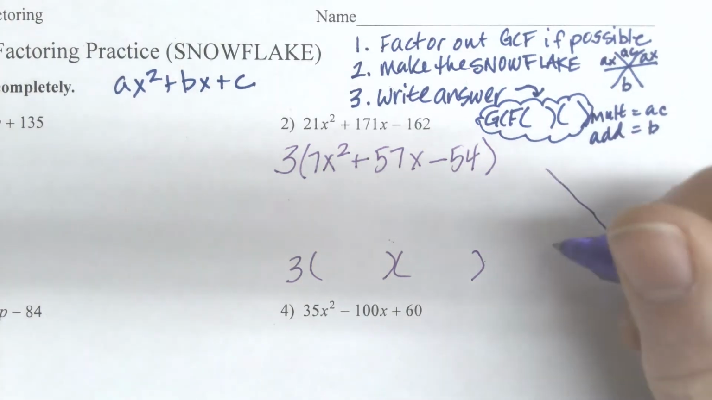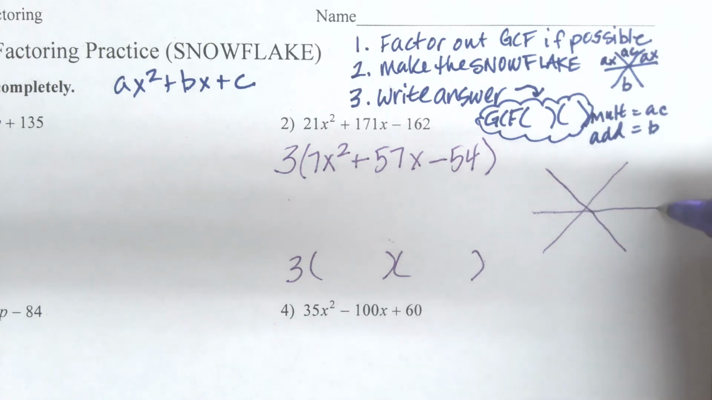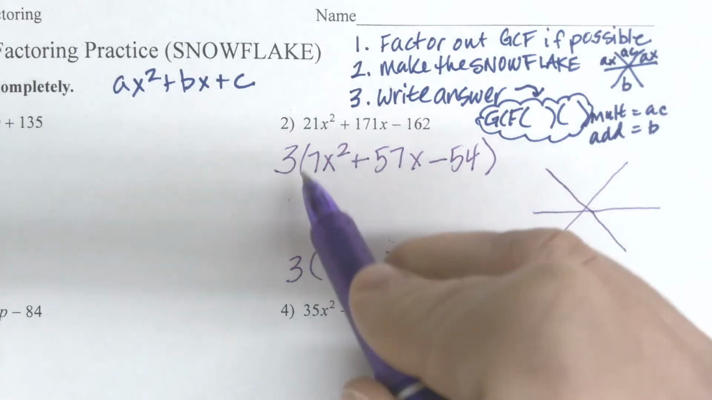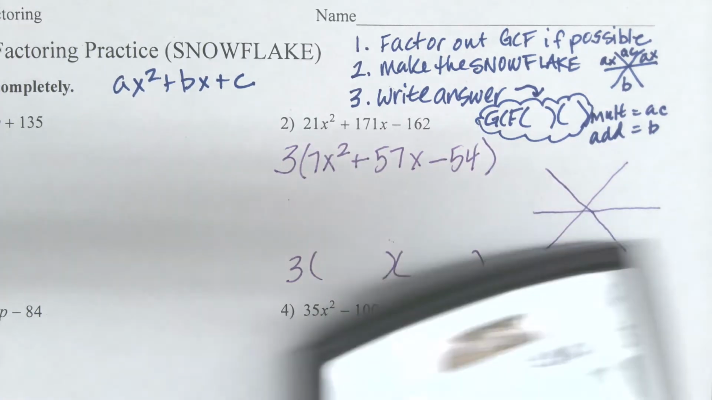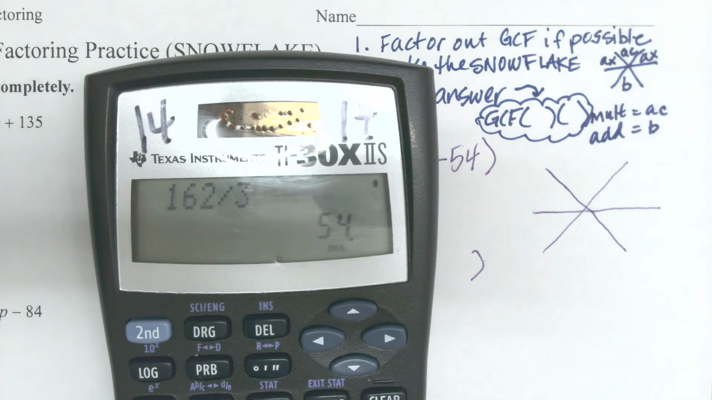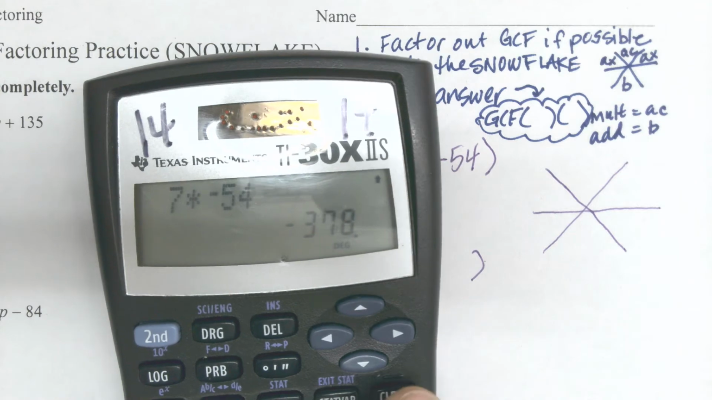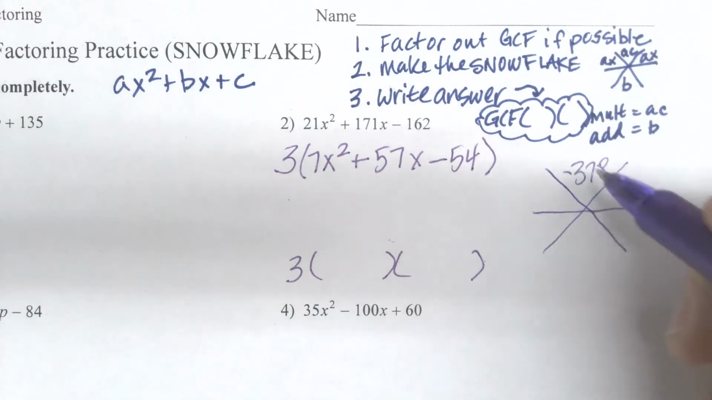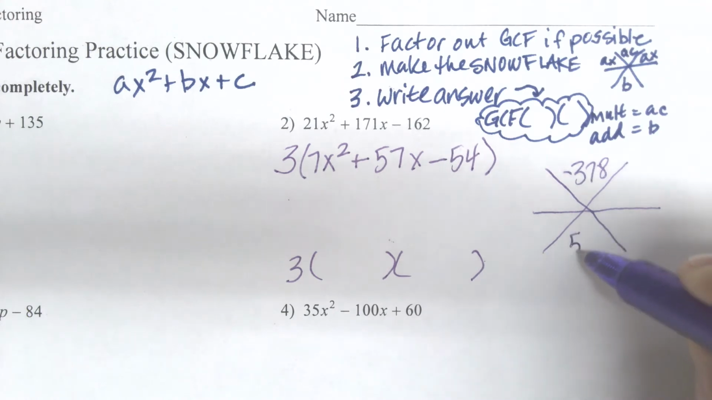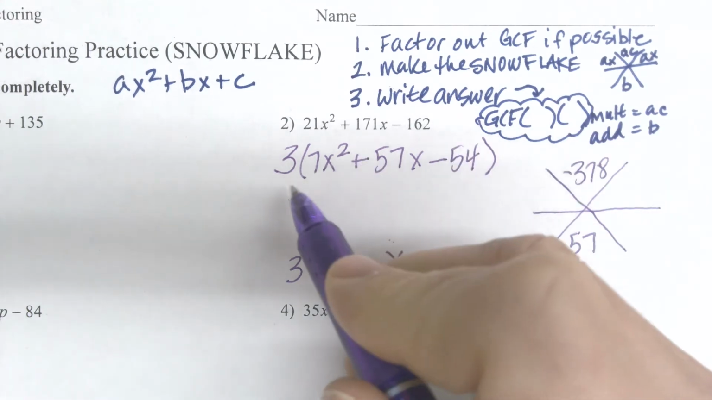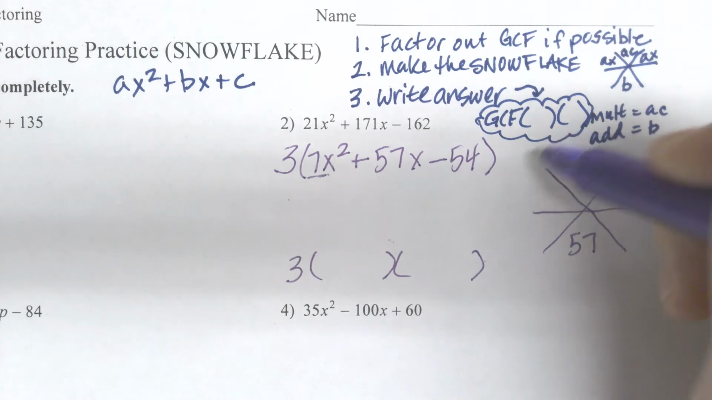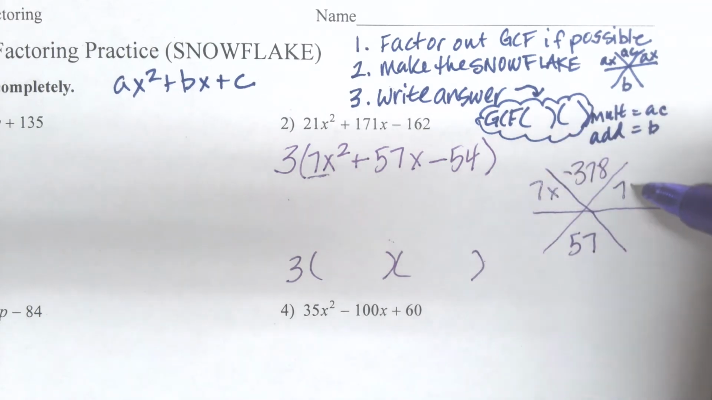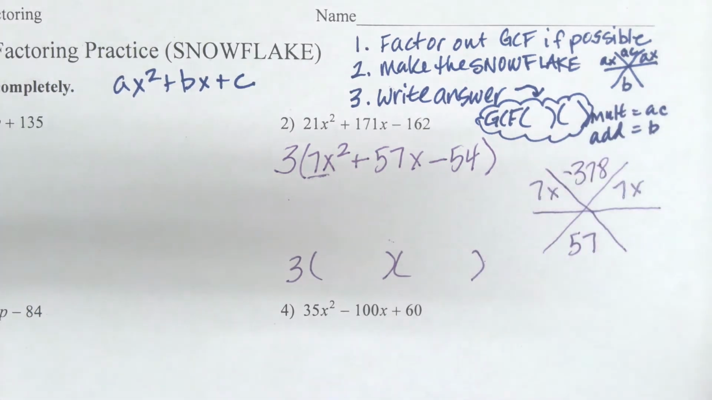And then now I'm going to make my snowflake. So 7 times negative 54. Again, I'm going to depend on my calculator. 7 times negative 54. That's negative 378 on top. And on the bottom, it's positive 57. And then I'm using this value, 7x and 7x. That's my setup on that.